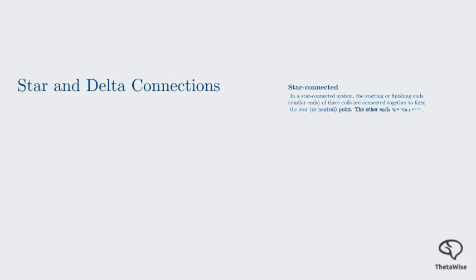To introduce the second rotor type, we first need to quickly review the concept of three-phase connections. Three-phase AC systems can be connected in two main ways: star or delta. Let's start with the star, or Y, connection. As you can see, the starting or finishing ends of the three coils are connected together at a common point called the star or neutral point. The other ends are then connected to the three live conductors.